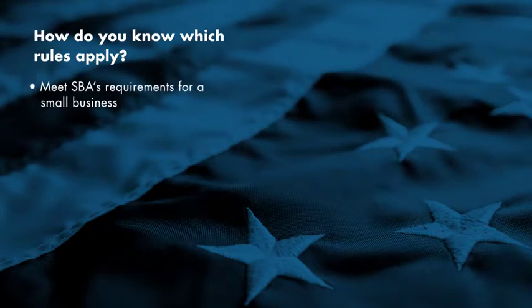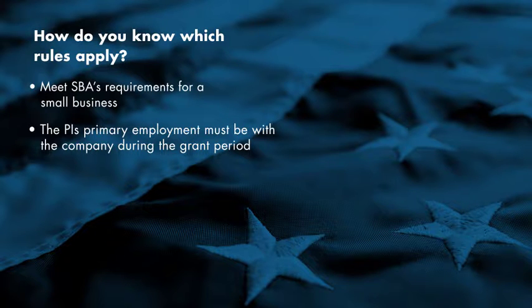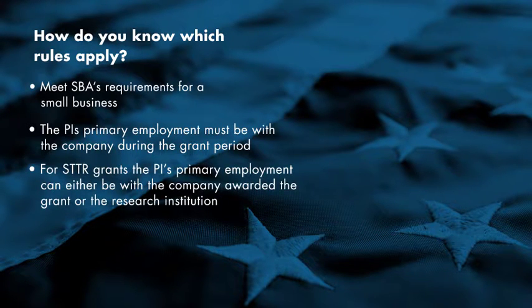All companies applying for awards must meet the Small Business Administration's requirements for a small business, including being a for-profit, majority American-owned, and have 500 or fewer employees. The principal investigator's primary employment must be with the company during the grant period of the Small Business Innovative Research Award. The principal investigator may not be employed full-time elsewhere. For small business technology transfer grants, the principal investigator's primary employment may either be with the company awarded the grant or the research institution.